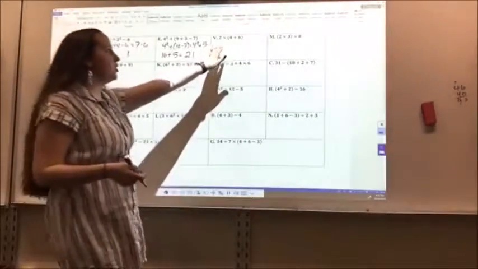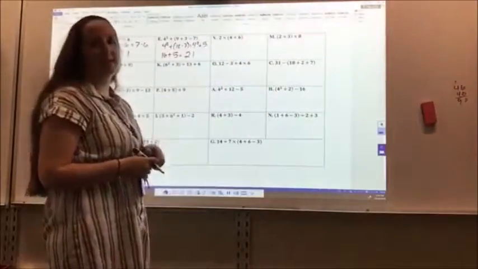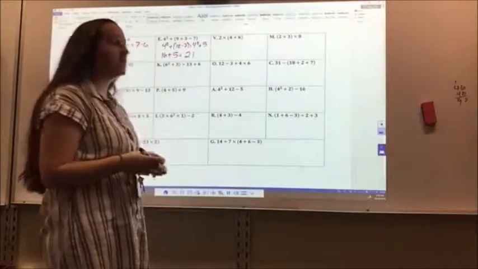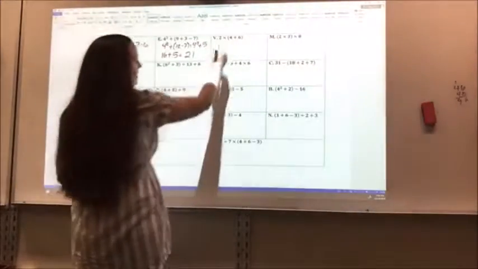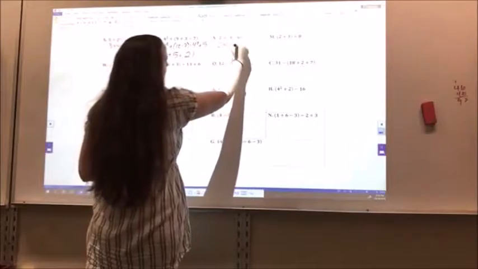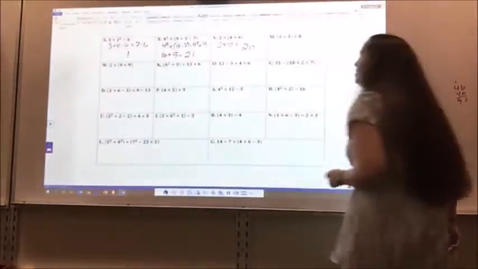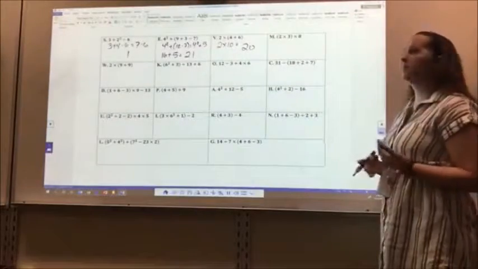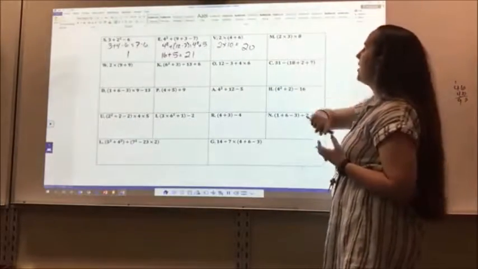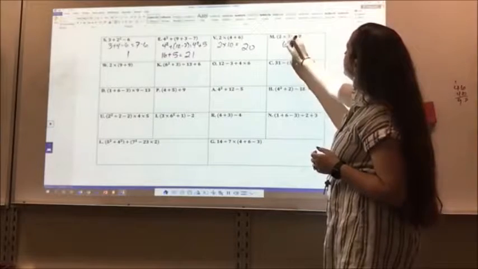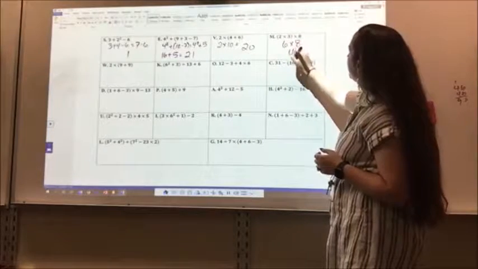For letter V, 2 times the quantity 4 plus 6. Again, I do what's inside the parentheses first. 4 plus 6 is 10, so I get 2 times 10, which is 20. For letter M, 2 times 3 in parentheses times 8, so I do what's inside the parentheses. 2 times 3 is 6, times 8 is 48.